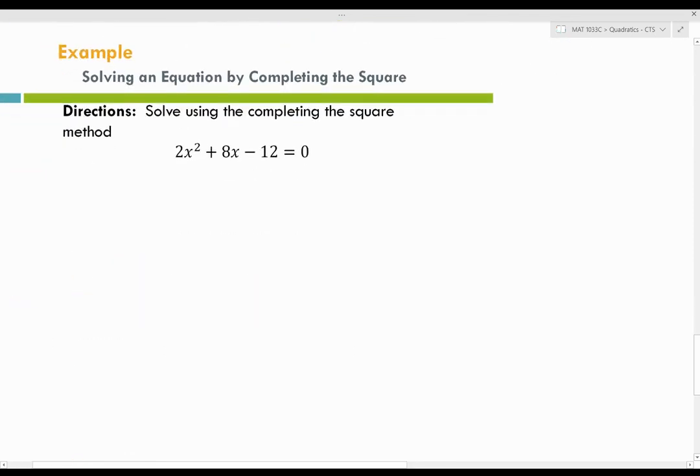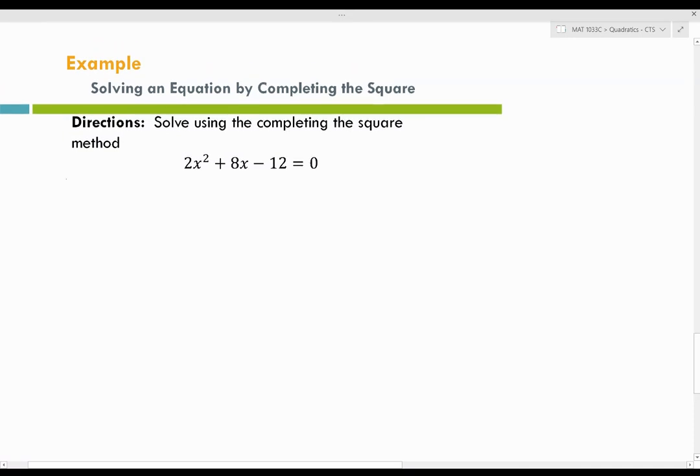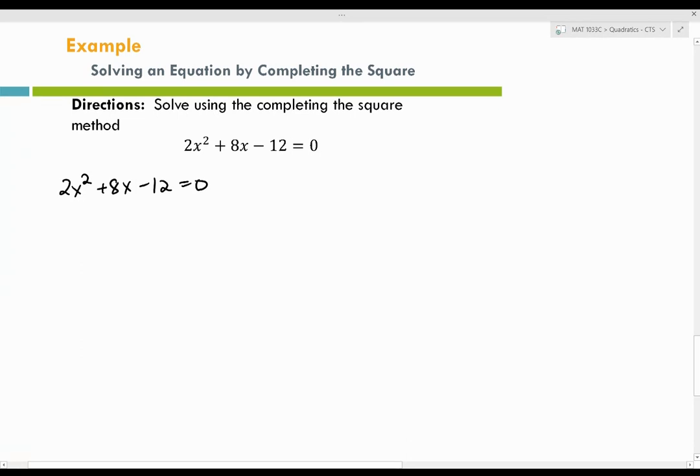All right, let's look at another example. Let's take a look at this one. Same directions, solve using completing the square, but this time we have 2x squared plus 8x minus 12 equals 0. So remember, step 1 is to make sure that your leading coefficient is 1 before you start. If we look at our problem, our leading coefficient is 2. So before we begin, we need to divide everyone in this equation by 2. So it's going to give me x squared plus 4x minus 6 equals 0.